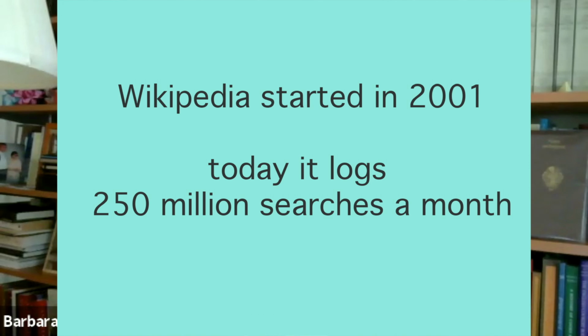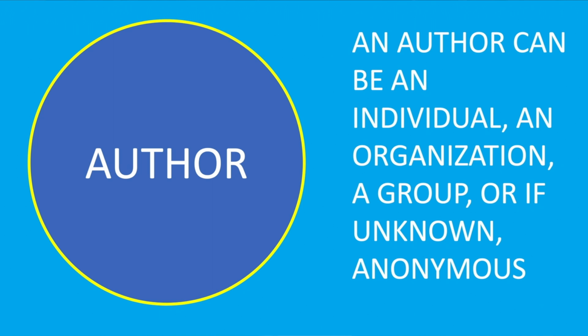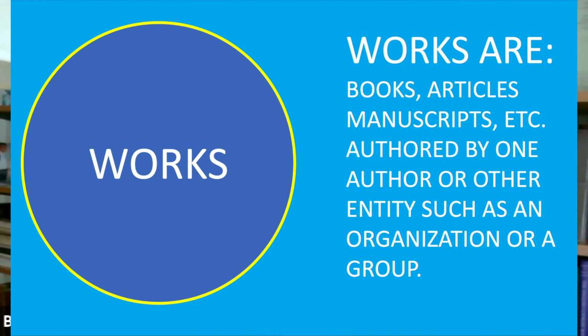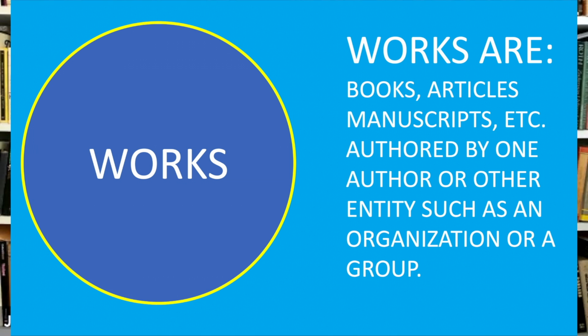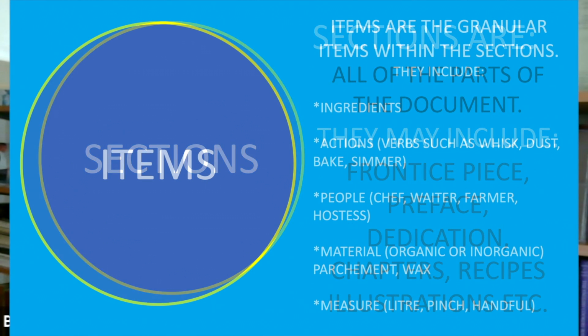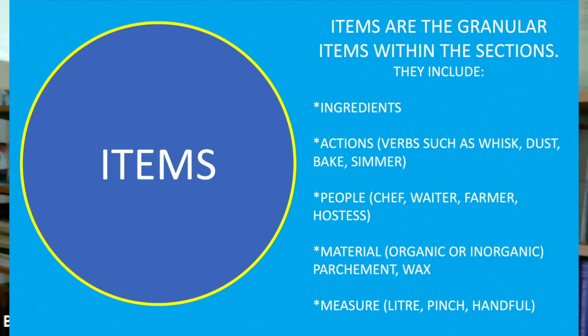In the 2 months since its launch, we have acquired 4,500 registered users, and some of them have begun to contribute. A contributor begins by entering the author, the title of the book, the sections, recipes, and then the items, the granular details, which include ingredients, actions like sift and bake, and materials, whether wax paper or cotton. The items list contains at present about 2,600 of the most common words associated with cooking.